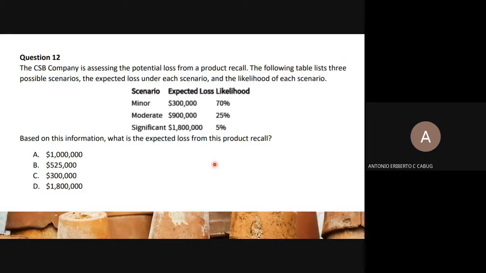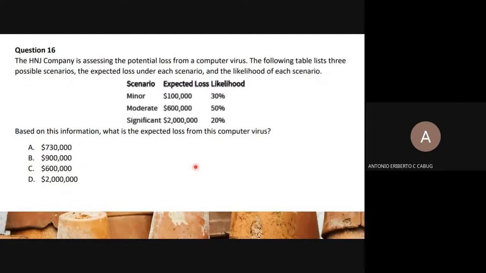Okay, I will no longer emphasize this as I already told you how to calculate the expected value during our risk and return calculations, no? Expected loss from this product recall, you take each possible loss, multiply them by the likelihood or weight, or percentage of probability, the chance that they will happen. 300k times 0.7 plus 900k times 0.25 plus 1.8 million times 0.05. The correct answer is letter B, $525,000.